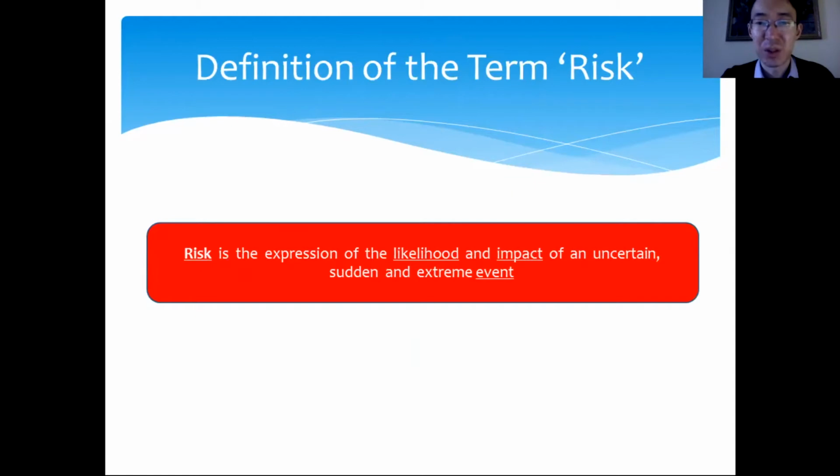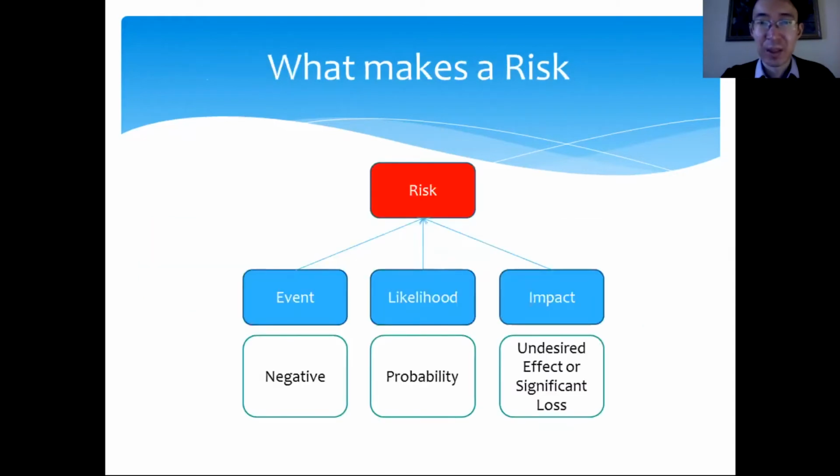So know that, and now let's define the term risk. Risk is the expression of likelihood and impact of an uncertain, sudden, and extreme event. Here, I highlighted the three main concepts that should be included whenever we define a risk: likelihood, or probability, impact, basically what is going to be the outcome, and event. This is something that happens. That is why the risk is made of an event.